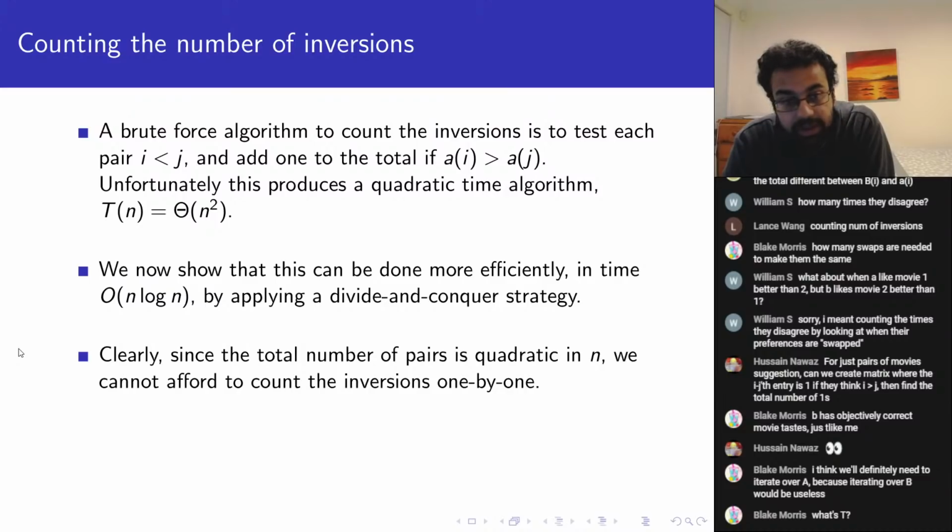Okay, good question, Blake. T of n here is the number of operations, or equivalently the time taken to solve an instance of size n. So here, the instance size is just the number of movies. So this takes n squared time if there are n movies.